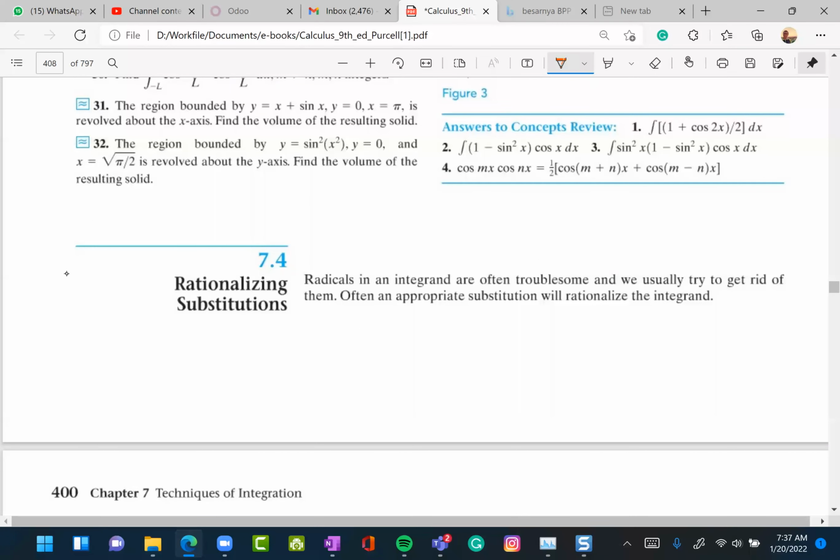So in mathematical terms, radicals means roots. Whatever the second root, that's a regular root, third root, cube root, whatever. An expression containing this is called radicals. So we try to get rid of the root sign to make the integrands easier.